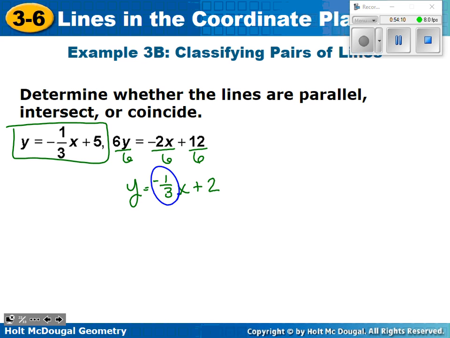Do these 2 lines have the same slope? Yes, so they could be parallel or they could be coinciding, but they're not intersecting. Do they have the same y-intercept? No, so which one does that mean they are not? They're not coinciding, so what are they? Parallel.